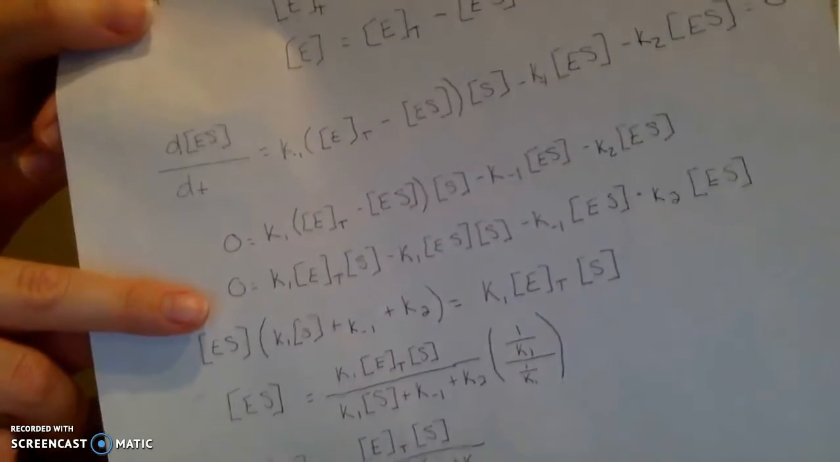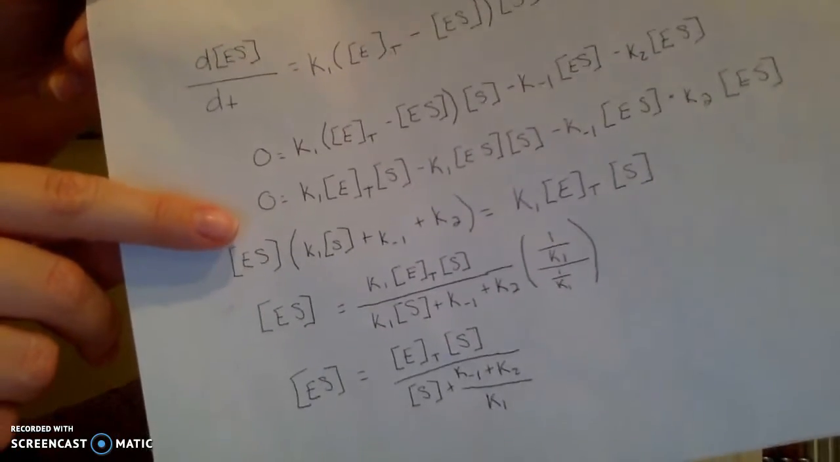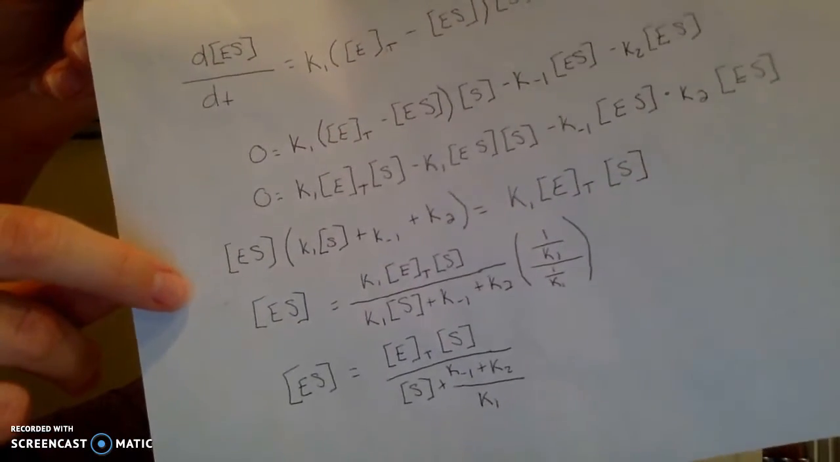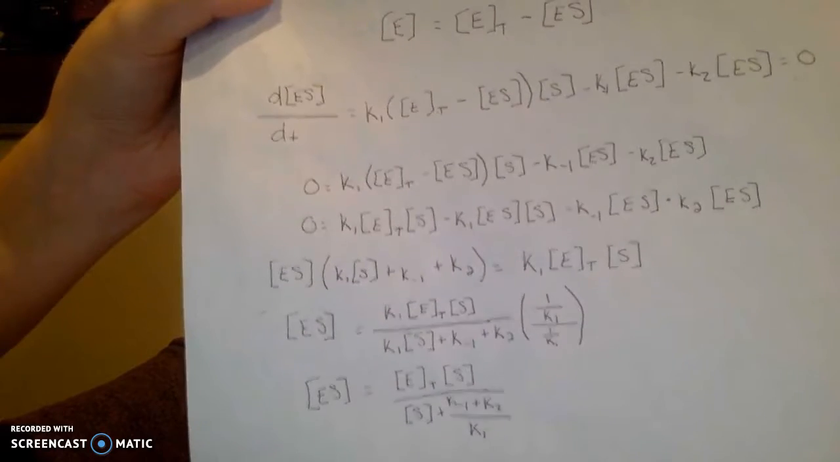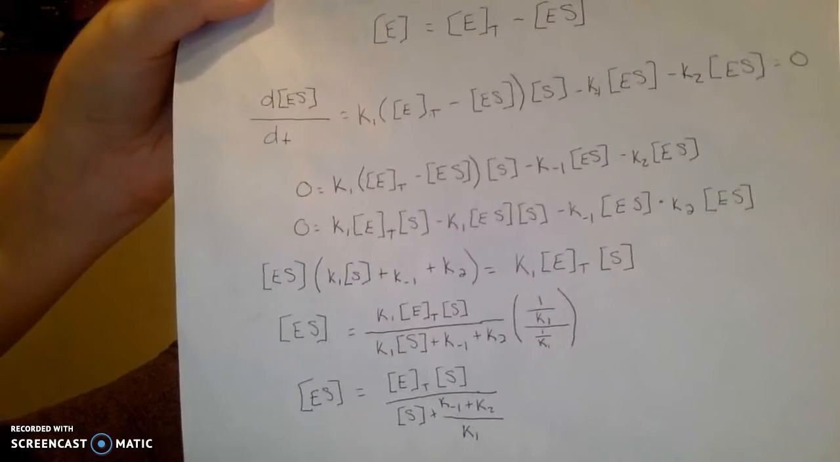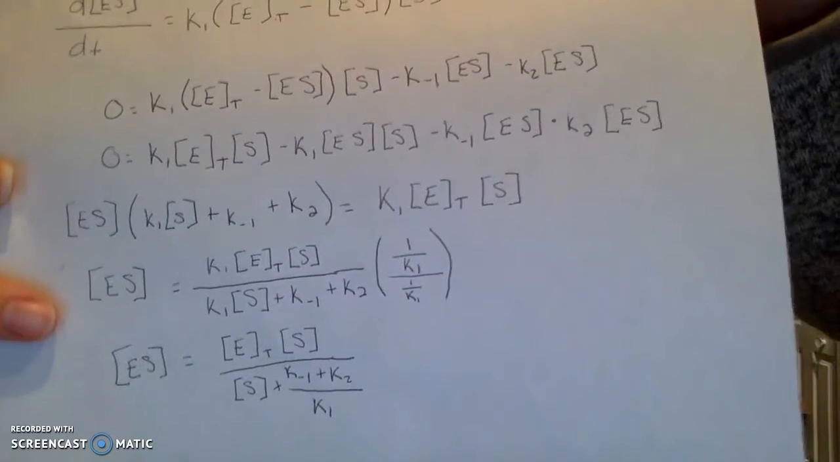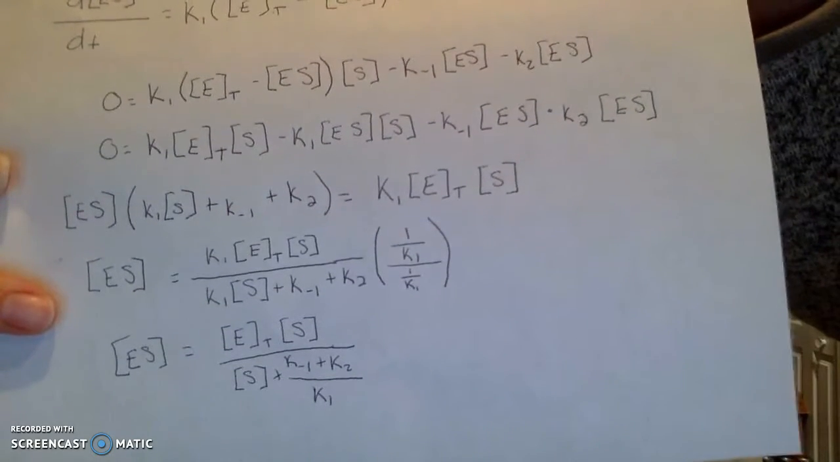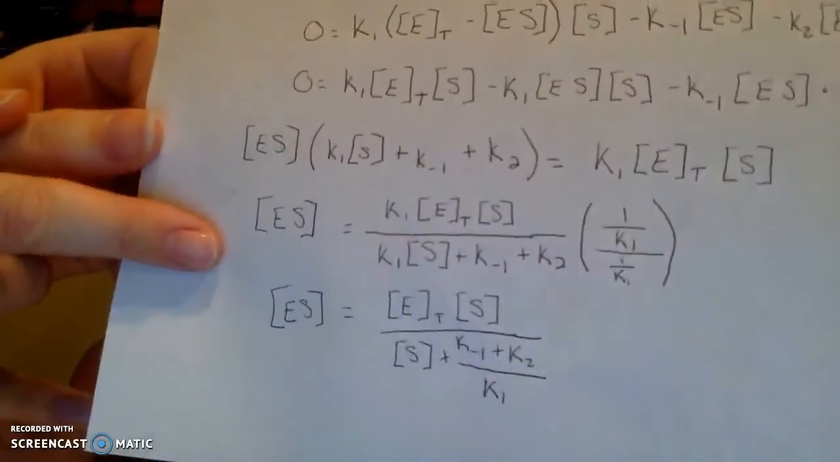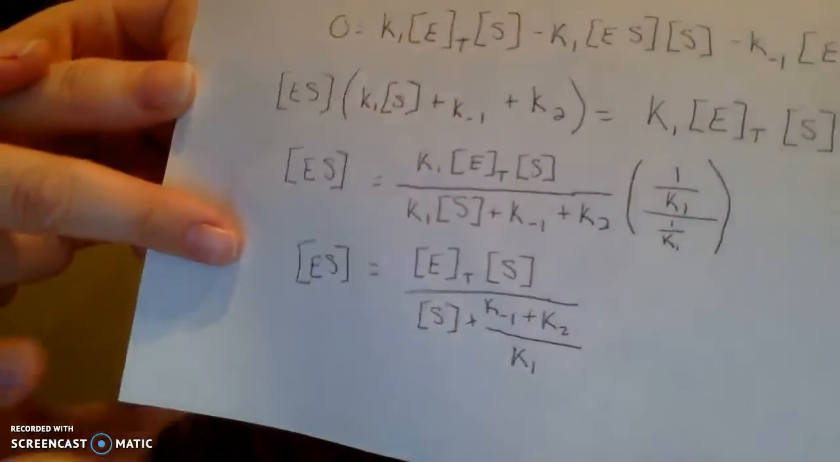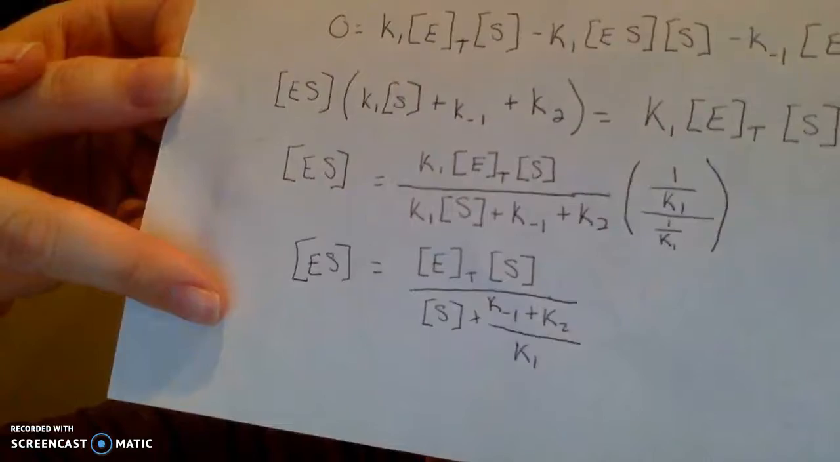So we are going to move ES from all parts of the equation onto the other side. We divide to get ES by itself to arrive at a concentration. So ES equals this equation. So when we work the problem out, we're going to end up with this down here at the bottom.